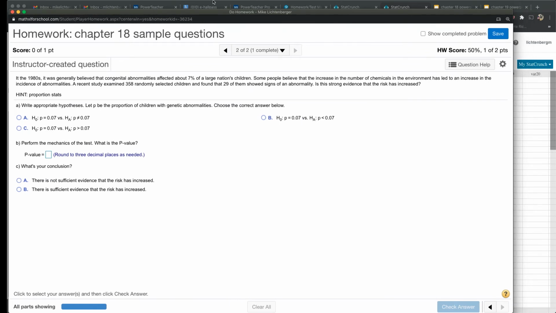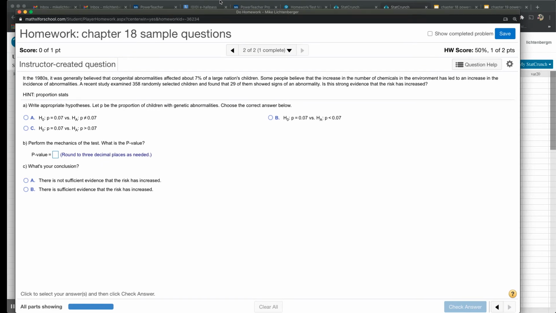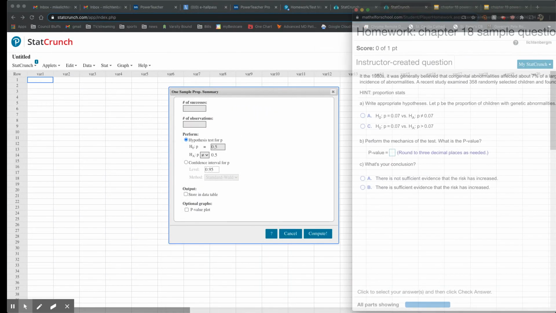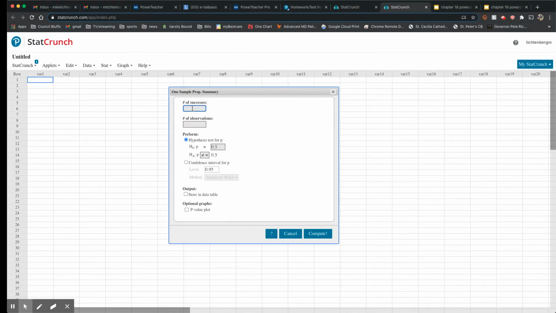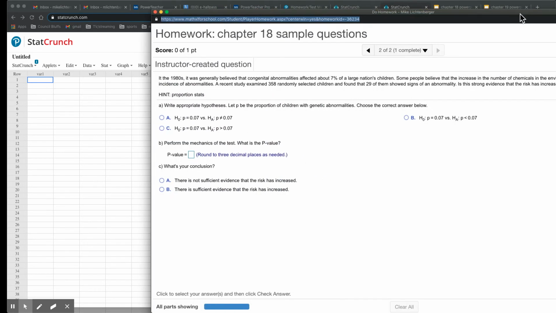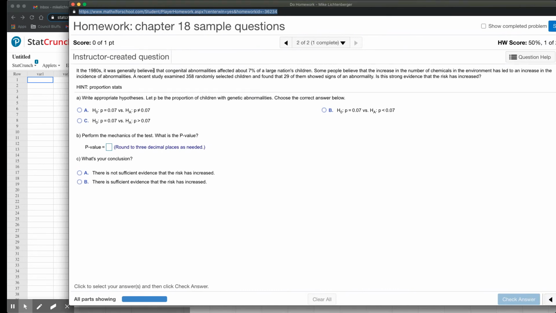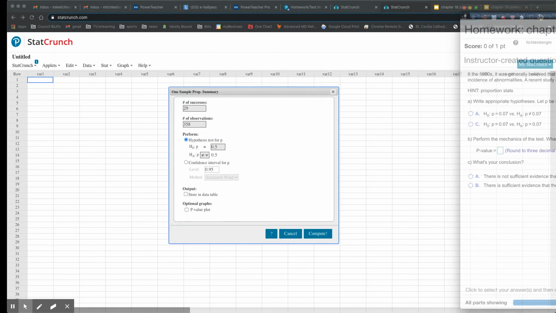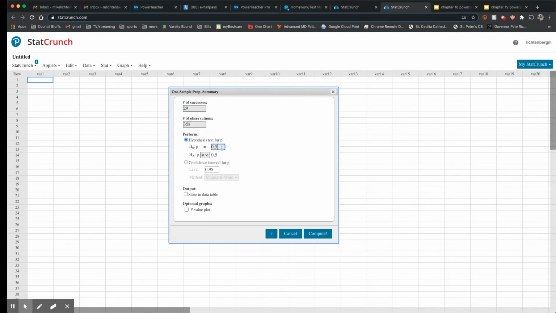A recent study examined 358 randomly selected children and found that 29 of them showed signs of an abnormality. So 29 out of 358. Okay, what was our percentage on this one? It was generally believed that congenital abnormalities affected about 7% of large nations' children, so 0.07.